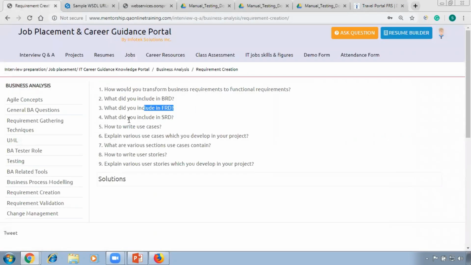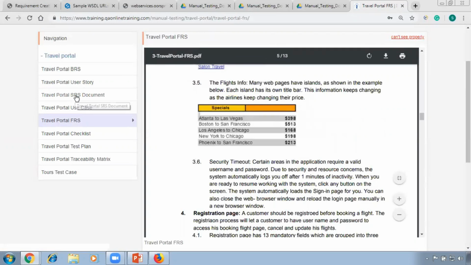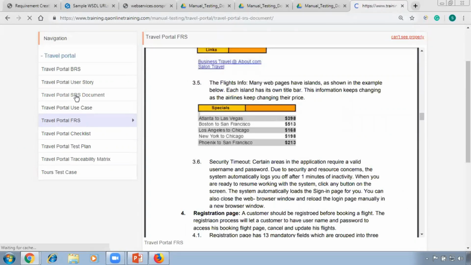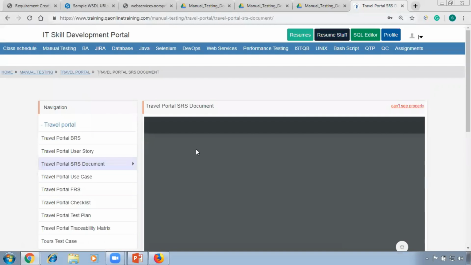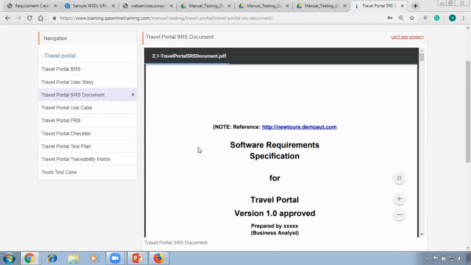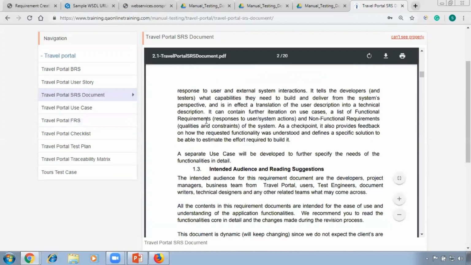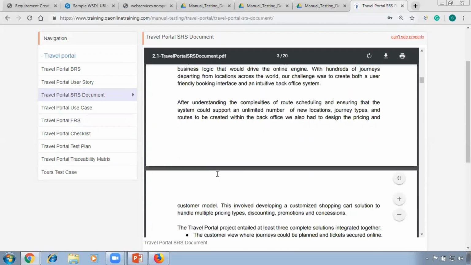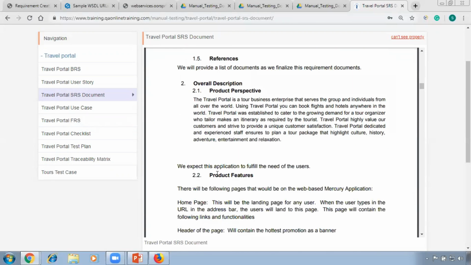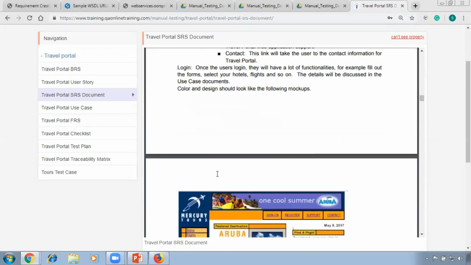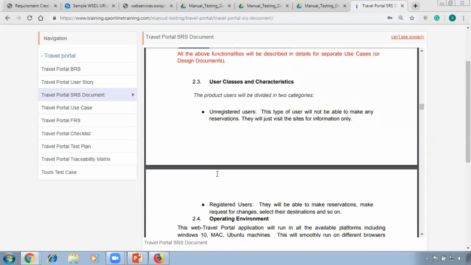Now, what did you include in SRS, software requirement specification, or document? In this, we store information related to software. The version that we want, the approach that we'll be working on. So let's see, like project scope. You will write here features in detail. The screenshots are here.